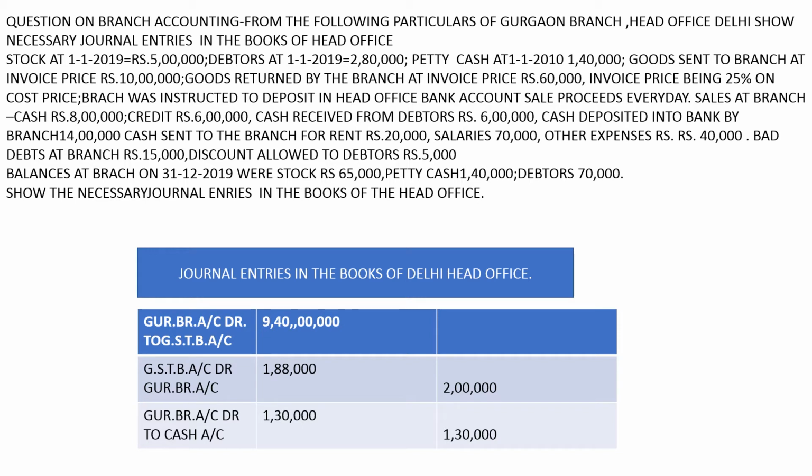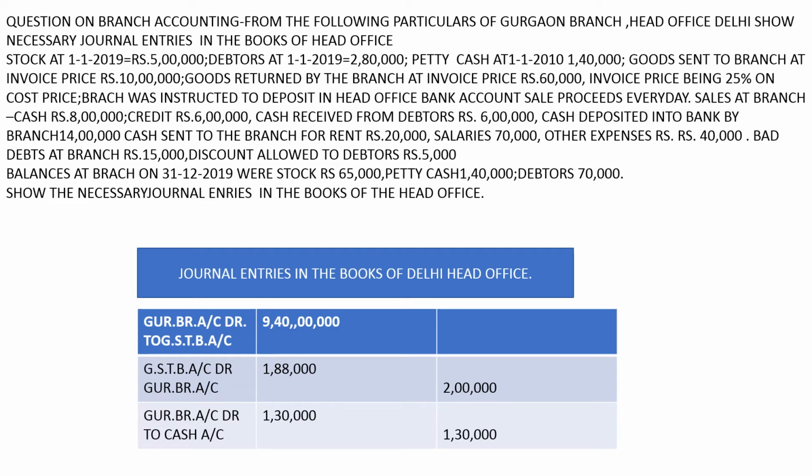Now we are starting with the journal entries in the books of head office. Gurgaon branch account debit to goods sent to branch account 9,40,000. Goods were sent for rupees 10 lakh to the branch. Out of that, branch returned the goods for rupees 60,000. So therefore, the net price for goods sent is 10 lakh minus 60,000, 9,40,000.